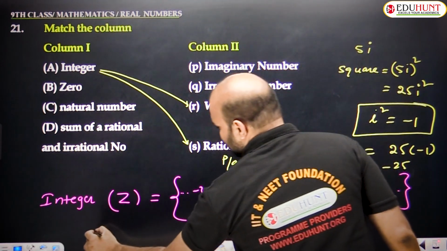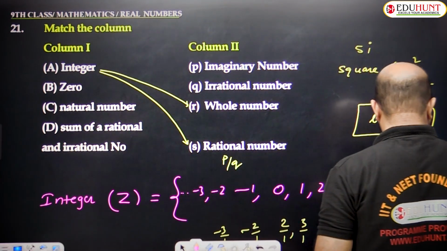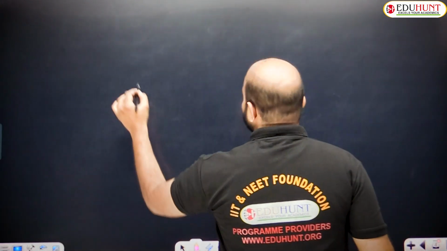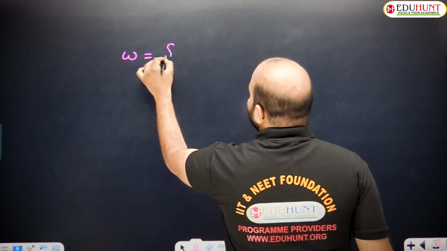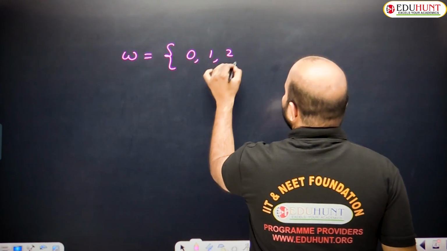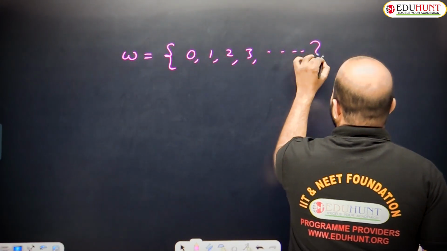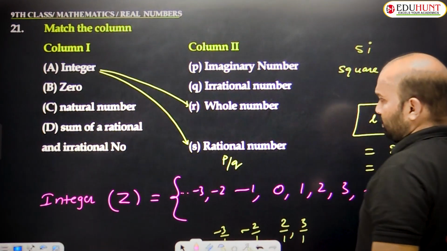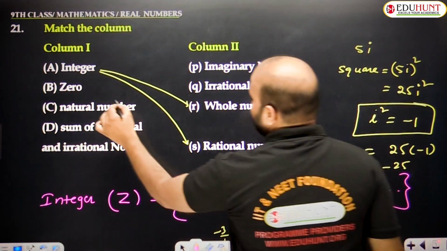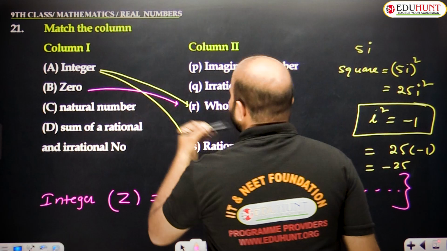It can be represented as 0, 1, 2, 3 and so on, the set of all positive integers including 0. So 0 is a whole number. Am I clear? Okay, so this one is satisfied.